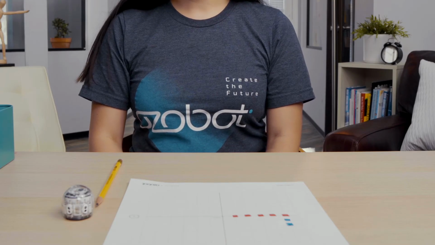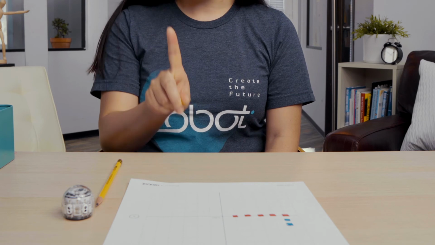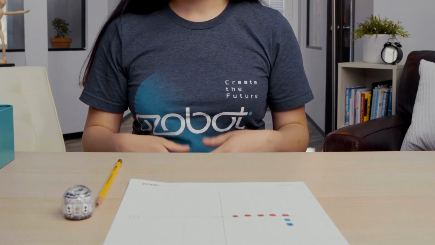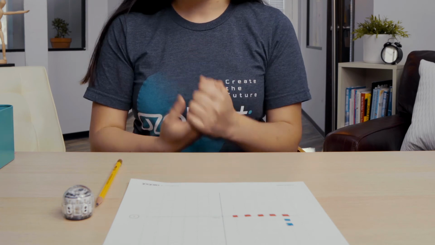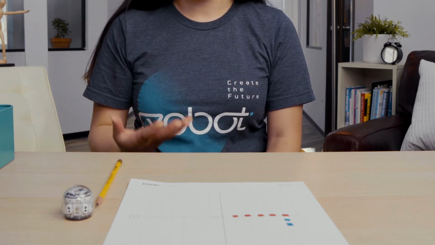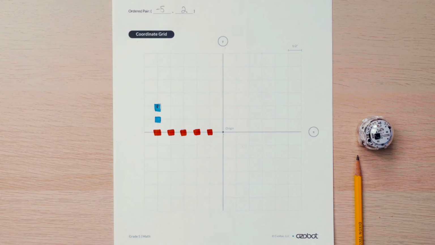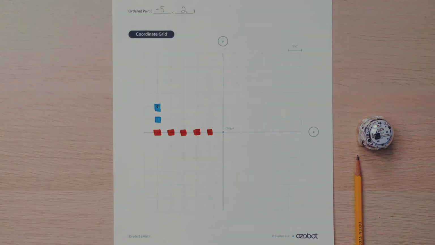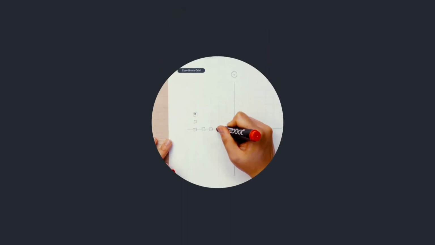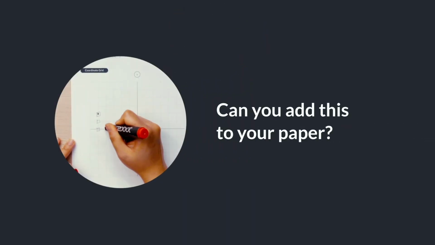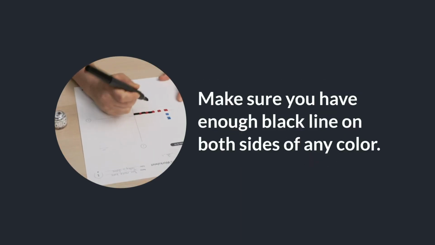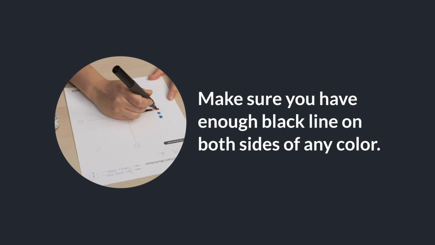Note that these colored boxes contain only one color, so we wouldn't consider them color codes. The purpose of the colored boxes is to count how many times Ozobot's LED lights change color. Each box represents 1 point on the grid. Can you add this to your paper? Make sure you have enough black line on both sides of any color.